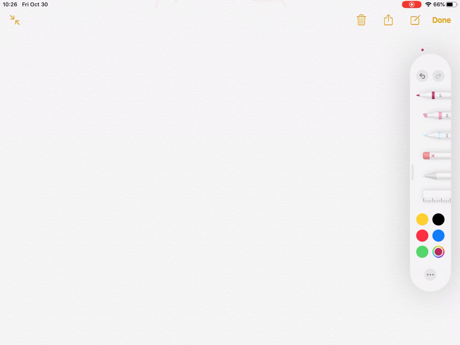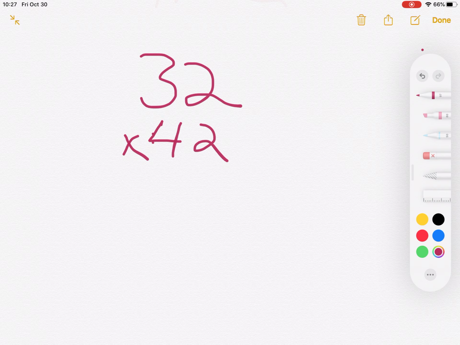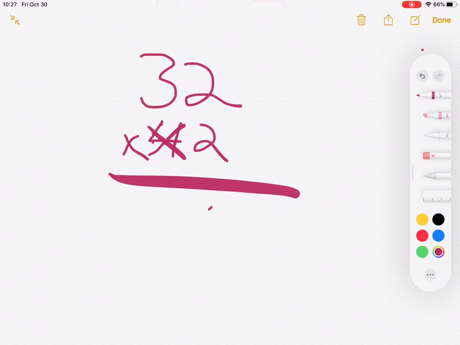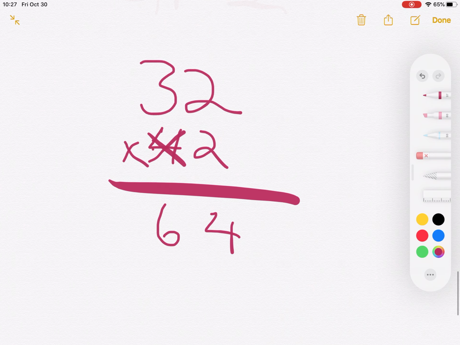Let's do 32 times 42. Get this number out of the picture. Now we do 2 times 2 equals 4. We don't have to carry a 1 since it's a 1-digit number. Then we do 3 times 2 equals 6. So far we have 62. Now we get this 2 out of the picture. And we stop crossing this one out.